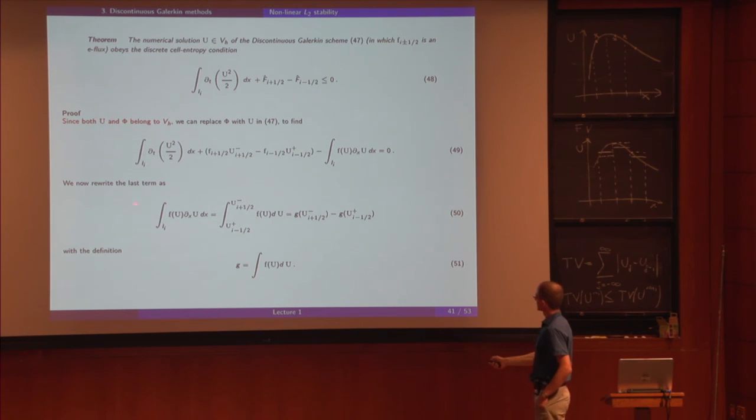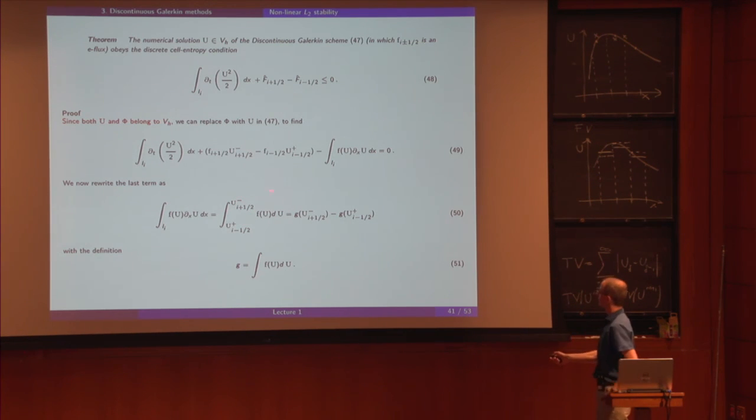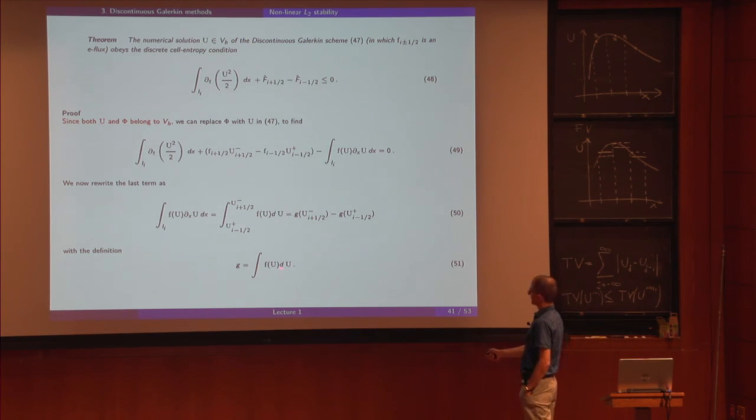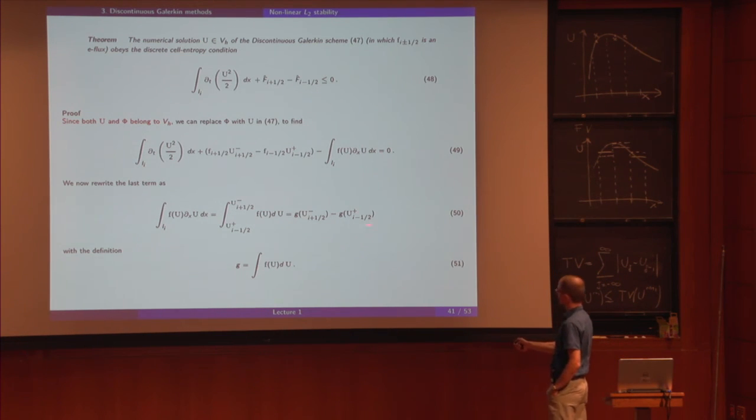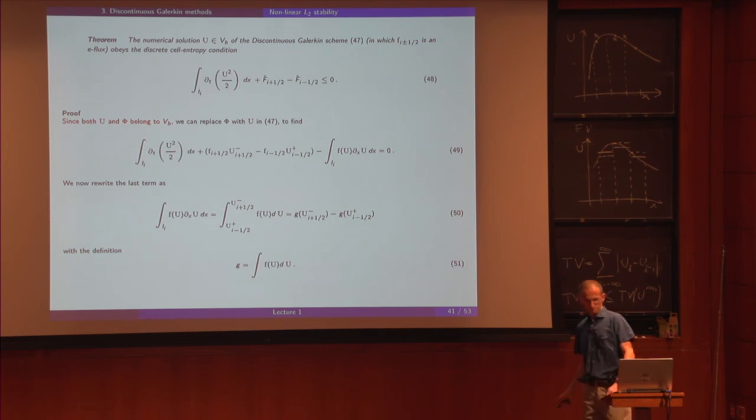Now here is just a matter of rewriting a bit, because this integral in space can be converted into an integral in the u space, like here. And we are integrating, as you see, from u_{i-1/2}, on the left-hand side of the cell, to u_{i+1/2}, the value at that point. And here you introduce the primitive of f'(u), which is this g, so you can write it like in 50.